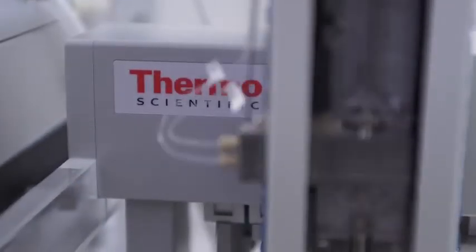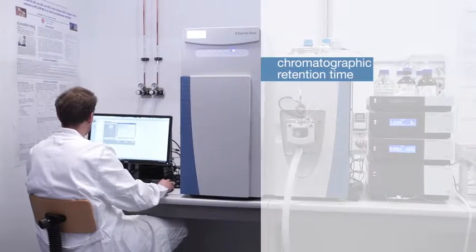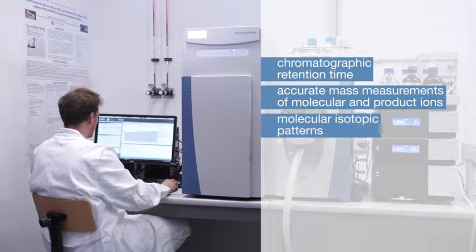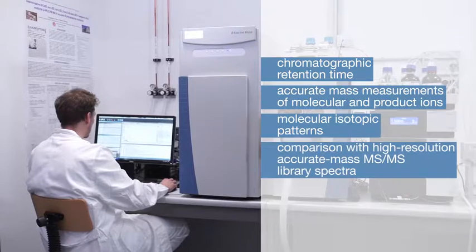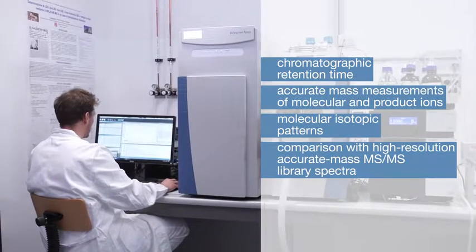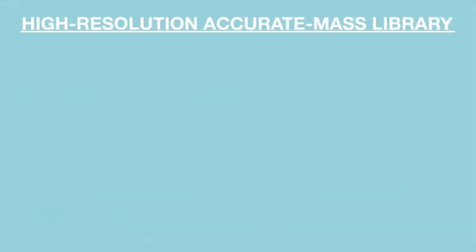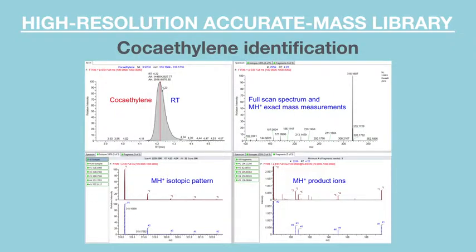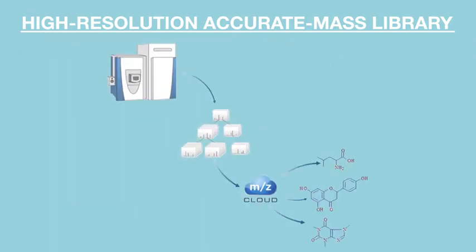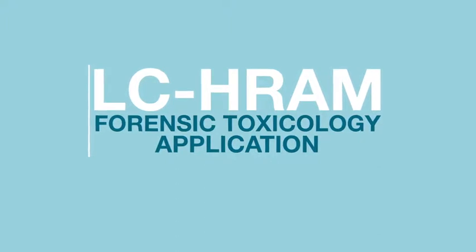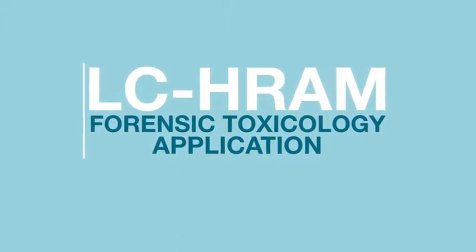Since identification of analytes with HRMS is based on chromatographic retention time, accurate mass measurements of molecular and product ions, evaluation of molecular isotopic patterns, and comparison with high-resolution accurate mass MS library spectra, it offers extra confidence in the data. The LIATF developed a database of compounds and metabolites of forensic toxicology interest, which includes compound names, chemical formulae, LC retention times, molecular and product ion exact masses, and isotopic patterns. High-res MS can be extremely useful in forensic toxicology for identification of unknown substances and their metabolites.